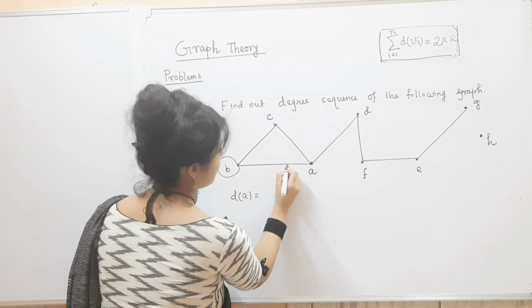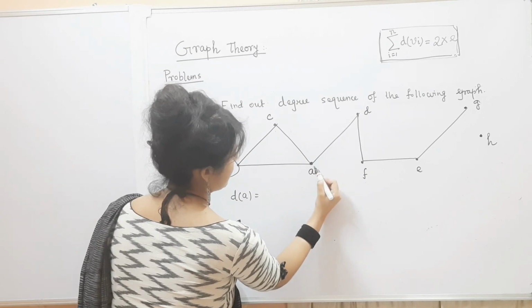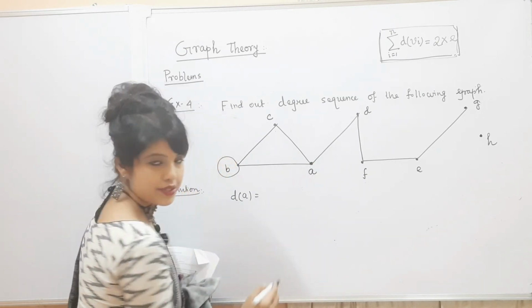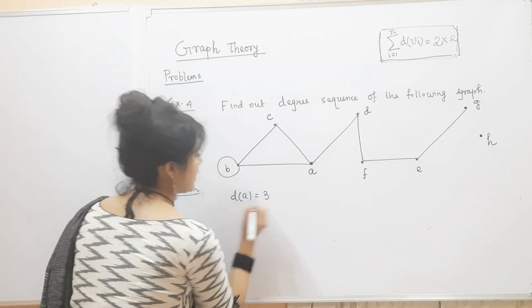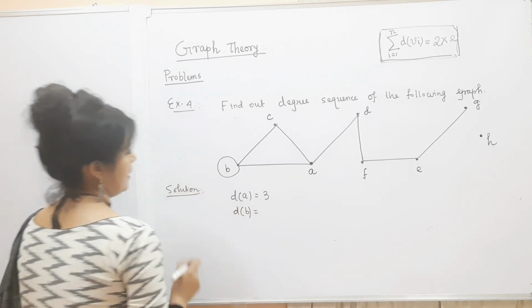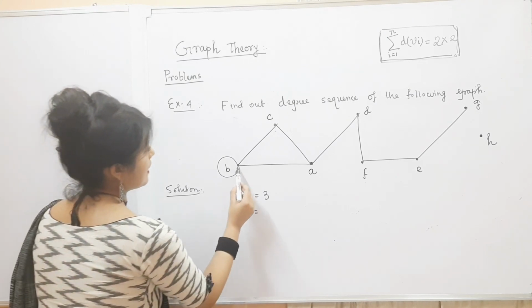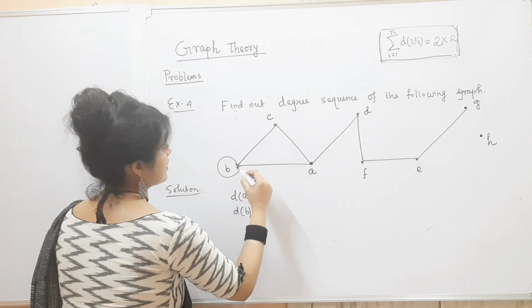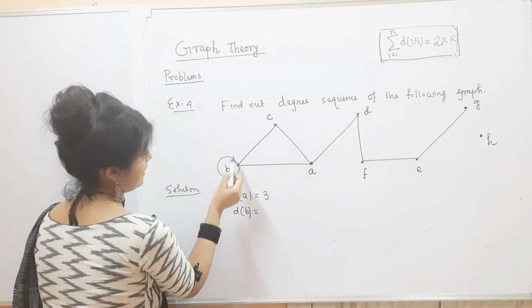So this is 1, this is 2, and this is 3. So 3 edges are associated with A. So degree of A is 3. Similarly, degree of B. So what is degree of B? That is, this is 1, this is 2 edges, and there is a loop.